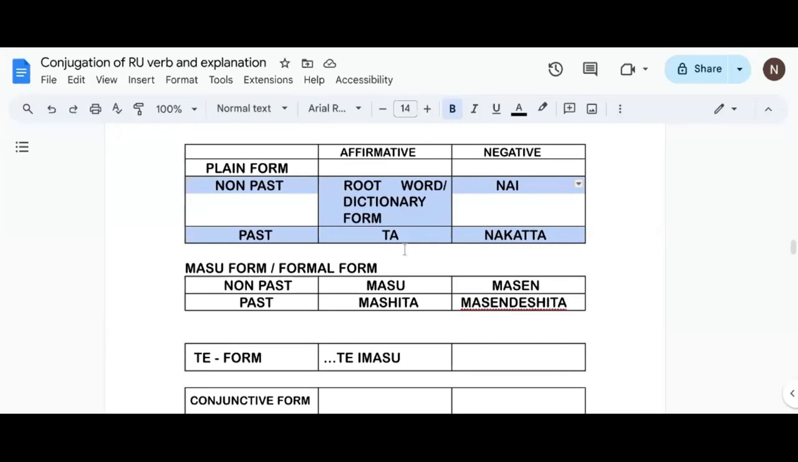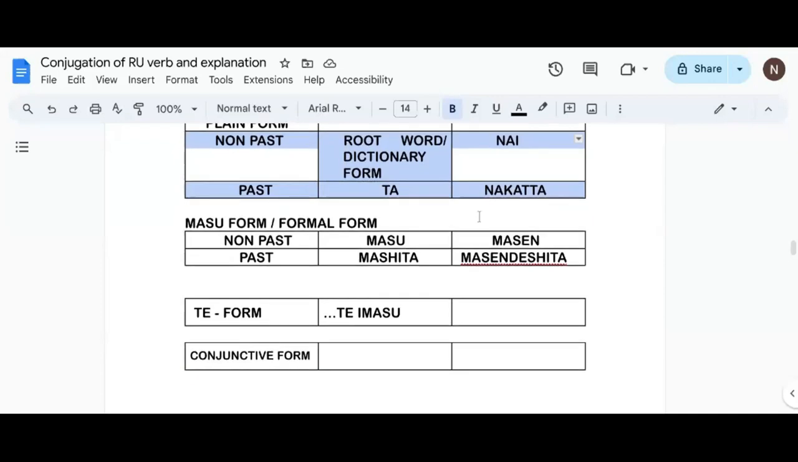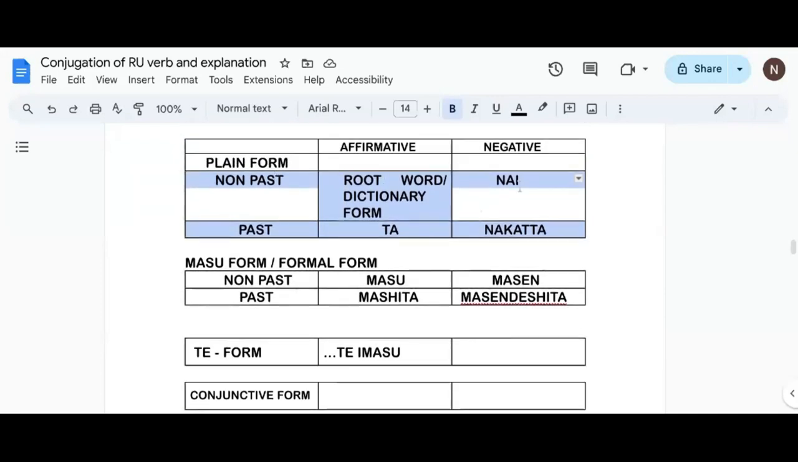Okay? And then the same. It's just only the casual and the polite. Okay? The casual and the plain form and then the mass form. Just add mas, mashta, masen, masen deshta. Okay, this is your pattern.